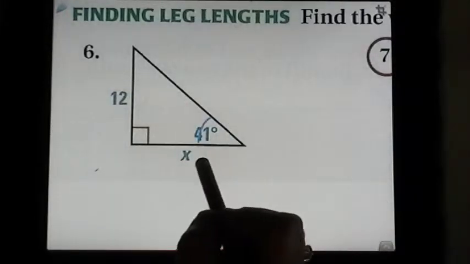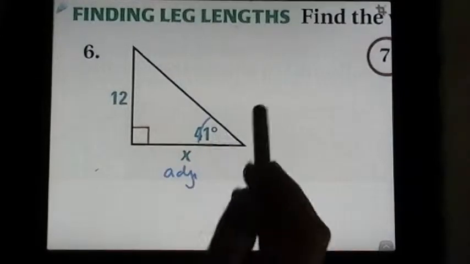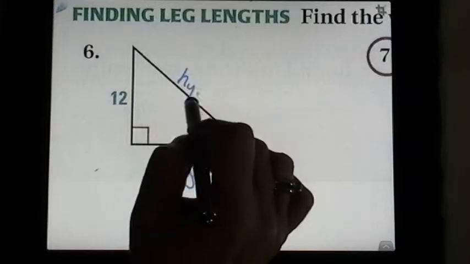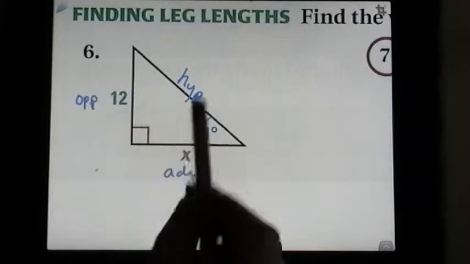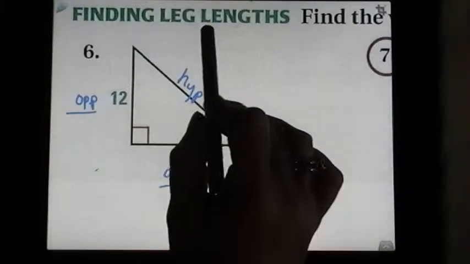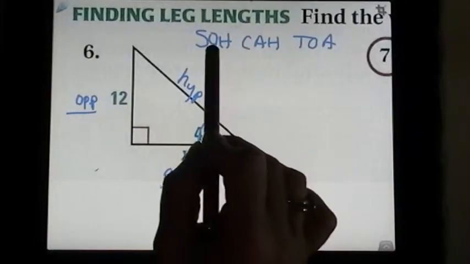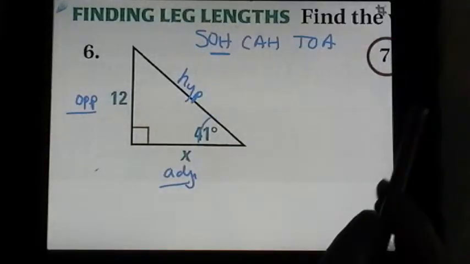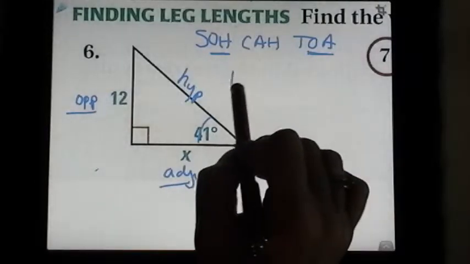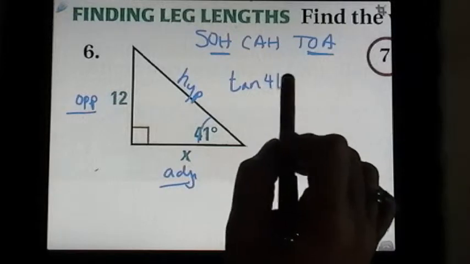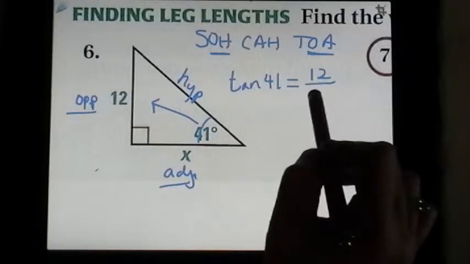And so we notice that x is the adjacent side to the 41-degree angle. And this would be the hypotenuse, but we don't need to worry about that yet. And number 12, or the side with the 12, is the opposite side. So we have the opposite and adjacent sides. So looking at TOA, the one that has the opposite and the adjacent side is the tangent. So we are going to use tangent 41 equals opposite, which is 12, over adjacent, which is x.